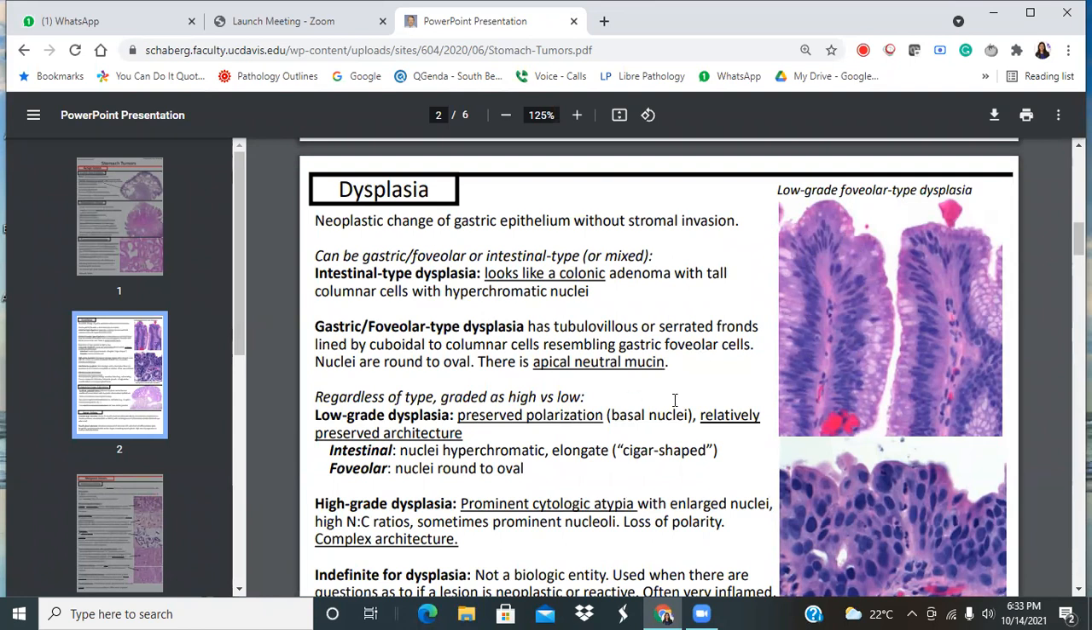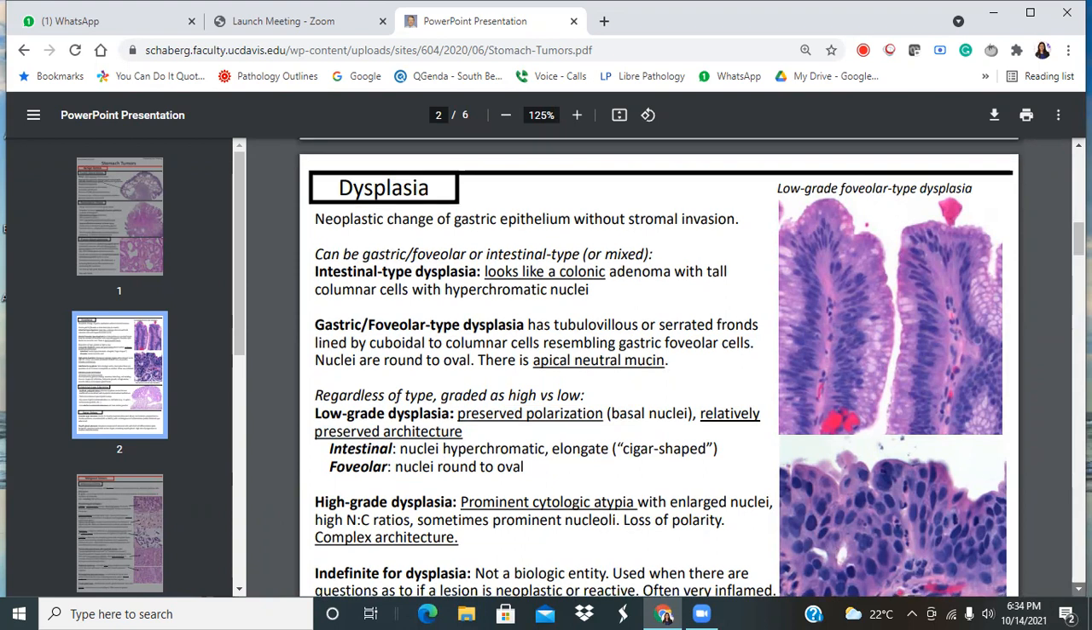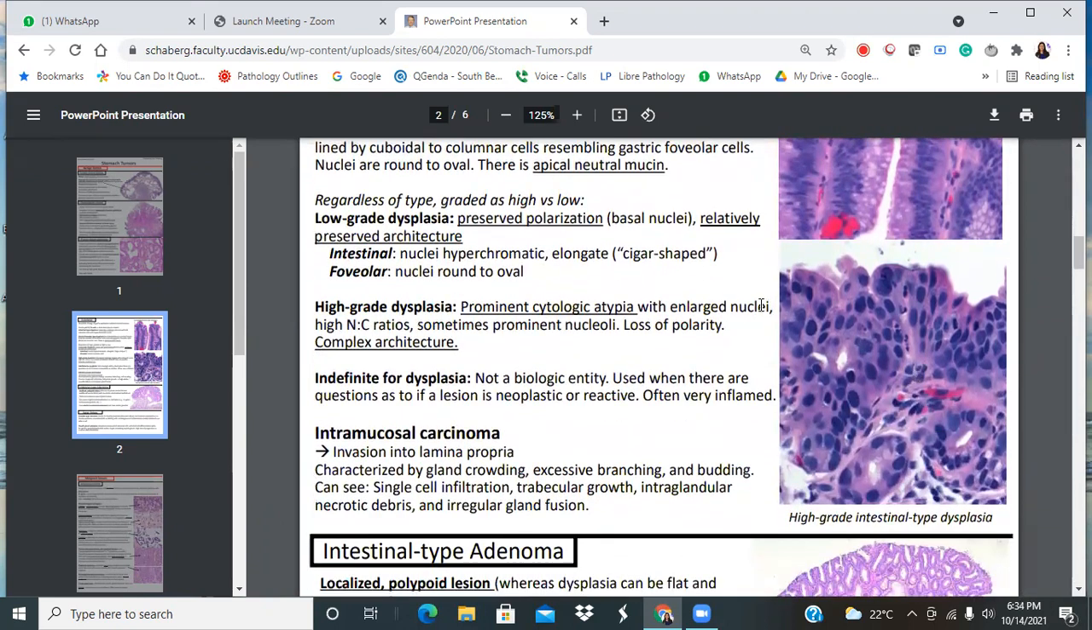Regardless of the type, graded as high versus low. So low-grade dysplasia and high-grade dysplasia. Low grade has preserved polarization, there will be basal nuclei, relatively preserved architecture. In intestinal type, there will be hyperchromatic, elongate cigar-shaped nuclei. Foveolar, there will be round to oval nuclei. Coming to high-grade dysplasia: prominent cytologic atypia with enlarged nuclei, high N/C ratio, sometimes prominent nucleoli, loss of polarity, complex architecture.